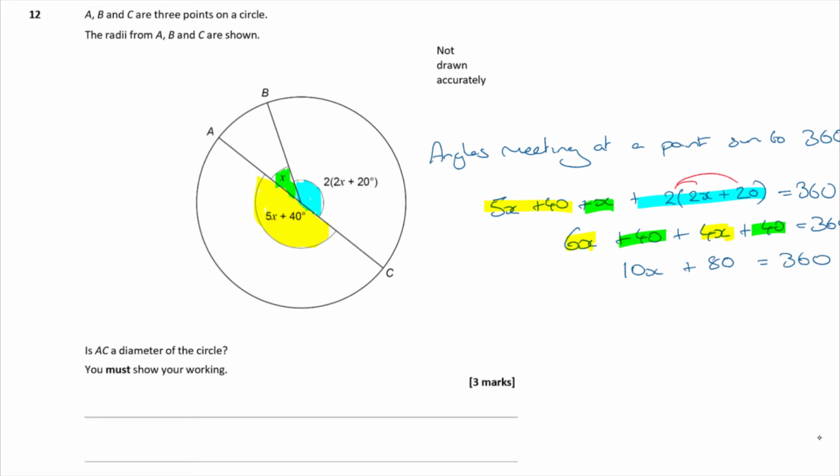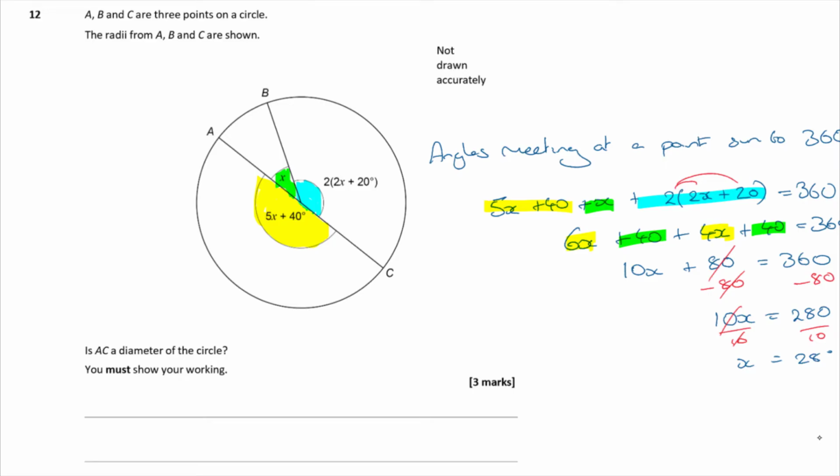Okay, so I've got a linear equation in x. Let's go on and solve it. Let's take 80 away from both sides to start with. That will cancel, and it'll leave me with 10x on the left. 360 minus 80, that's 280, isn't it? So then if I divide both sides by 10, cancel, leaves me with x is equal to 280 divided by 10, that is 28 degrees.